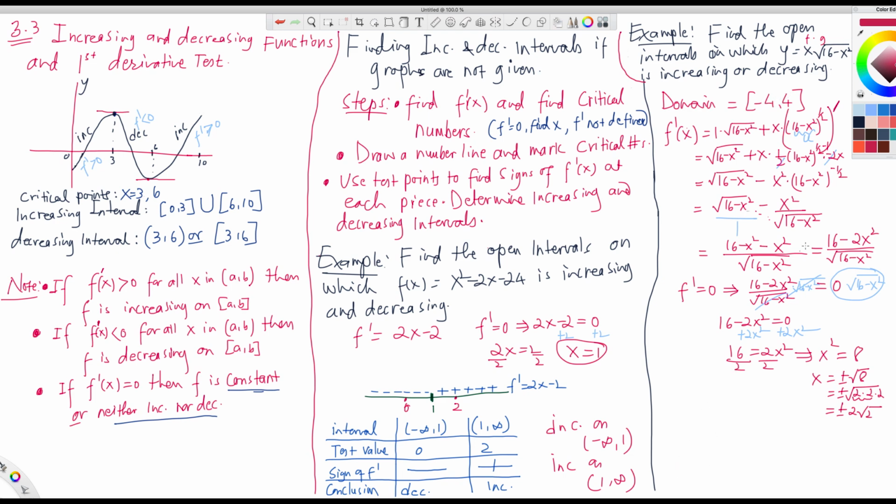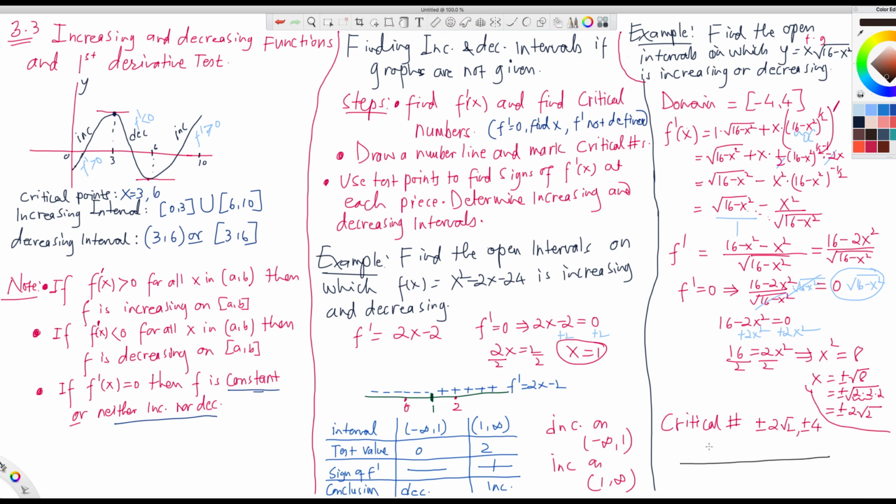Okay. So what are the other critical numbers? At x equals negative 4 and positive 4, f prime is not defined, right? So the critical numbers are plus minus 2 root 2 and then plus minus 4. These are the critical numbers. You see that? So it was long work, I mean more work to find the critical numbers, right? That happens sometimes. So what we do next is we draw a line and mark those values.